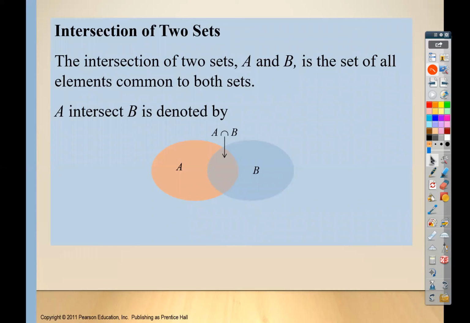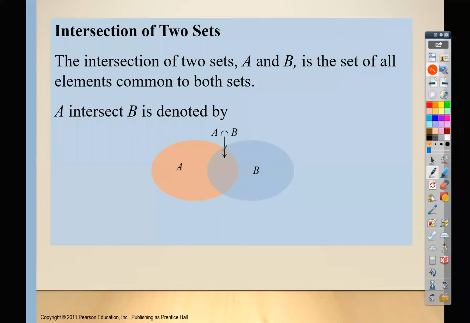The intersection of two sets is denoted in this area right here where they're both filled out, and you can see this symbol. So it's A intersection with B. A intersect B.